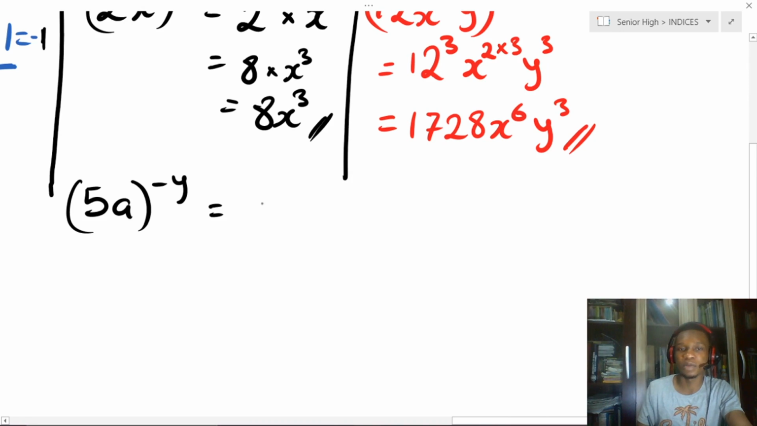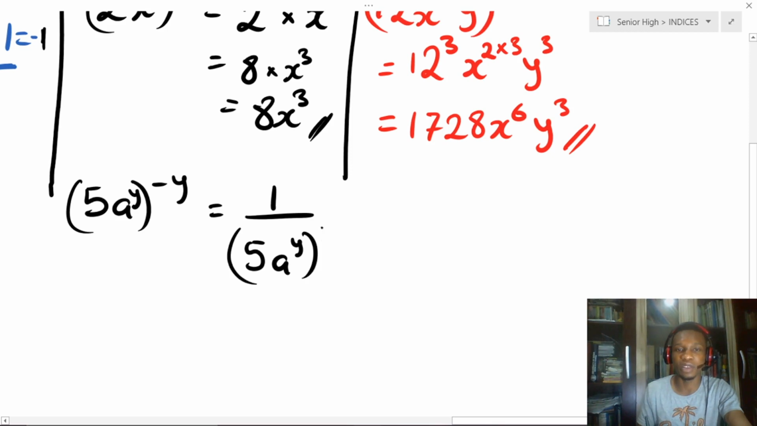It will become what? Remember this is a minus sign, right? Okay, let's say 5a, bracket, raised to the power of minus y. Then remember this is a negative sign, right? And I told you that whenever you have a negative sign, you use a negative index law. So it will be 1 over 5a raised to the power of y, bracket what? y. Is that okay? Yeah.